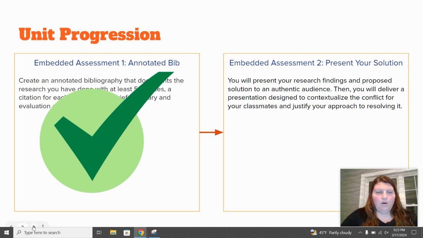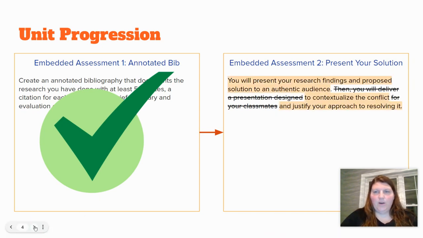So we are running out of time in this marking period. So we are going to take out the part where you're presenting to your classmates and you are just going to present your research findings to an authentic audience. So we have talked about what an authentic audience is. That is someone who can do something about your problem. So it depends on what your topic is to determine who your authentic audience is. But think about who could make a change and put your solution into place. Make that change so that the problem that you have researched is no longer a problem now that they have implemented your solution.